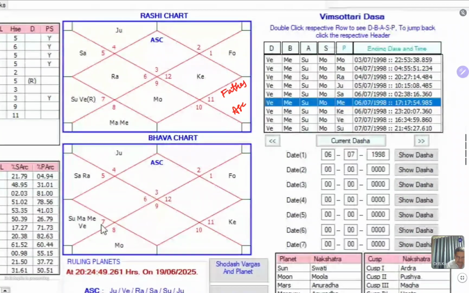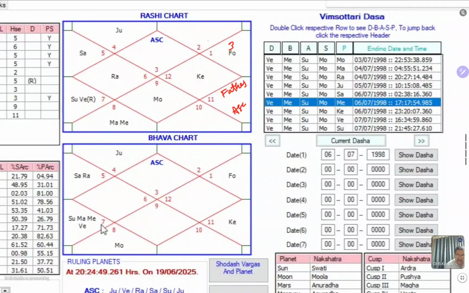I repeat again. 9th house is the ascendant, 4th house is the 8th house, 10th house is the 2nd house, 3rd house is the 7th house, 8th house is the 12th house. It means 3, 8 and 10 are Marka houses, and the 5th house is the 9th house, which is the Badaka house.